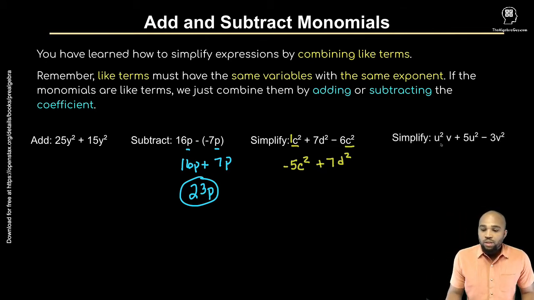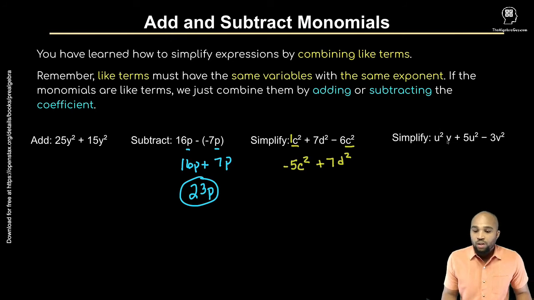All right, what about this piece here? u squared v plus 5u squared minus 3v squared. So what about our like terms here? Well, I look at my terms and I notice that this is u squared v. That's one term. u squared is a different term, and v squared is another term. There's actually nothing I can combine here. So that can be tricky, and it can be tempting, right? Because you see a u and a u here, and then you see a v and a v, and you want to put them together, but these are 3 different terms.